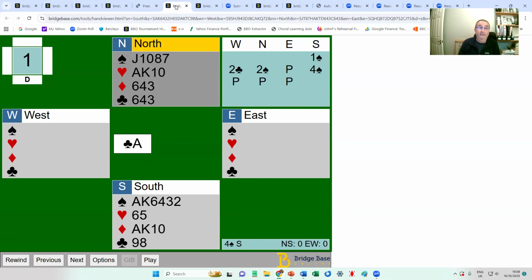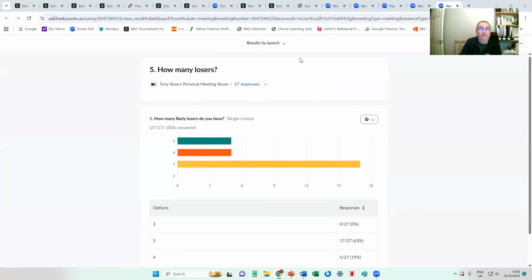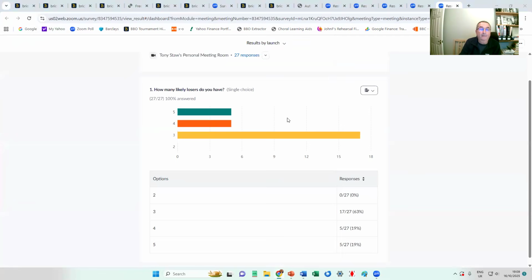With fairly reasonable distribution, how many potential losers do you probably have? Let's look at the results. And most of you have said 3, with a smaller number, 19%, saying 4 and saying 5.